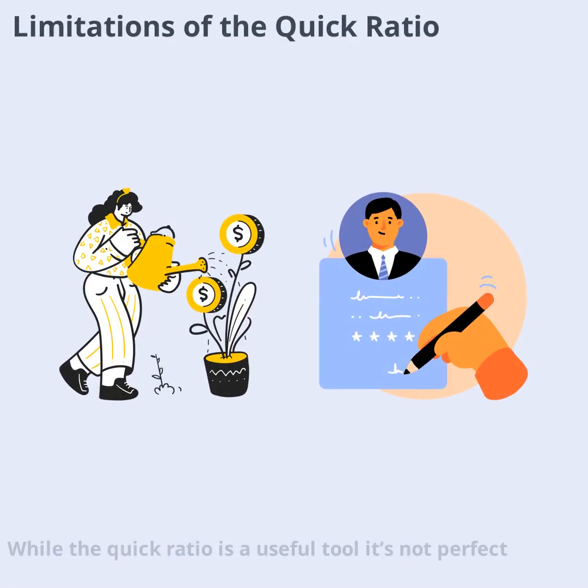While the quick ratio is a useful tool, it's not perfect. It assumes that accounts receivable can be collected quickly, which isn't always the case. Some companies may have trouble collecting payments from customers, which can distort the ratio. Additionally, the quick ratio doesn't consider the timing of cash flows or upcoming expenses that aren't listed as current liabilities. That's why it's important to use the quick ratio alongside other financial metrics for a complete picture.